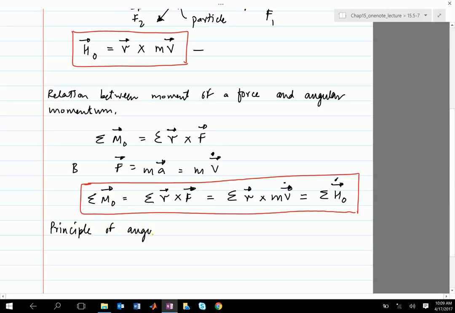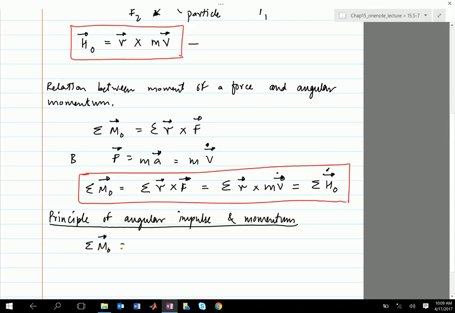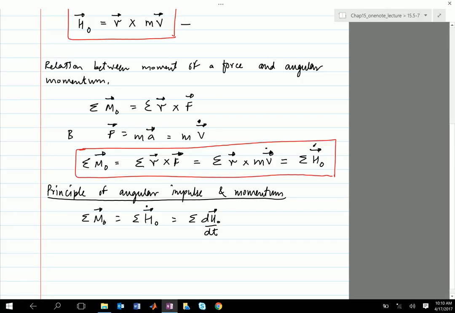Principle of angular impulse and momentum. Okay, we just wrote M_O equals H dot about point O, which is the same as dH_O/dt. So what we can do is move things around, move the dt around to get M_O dt equals dH_O, and the goal is to basically integrate that equation from t1 all the way to t2.